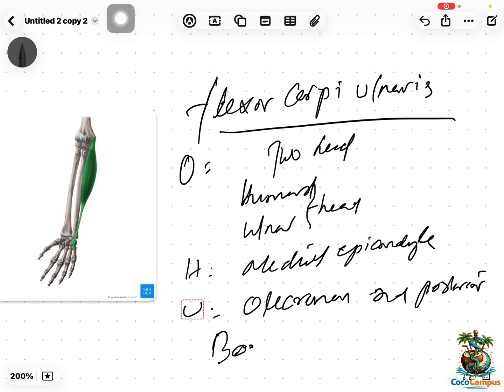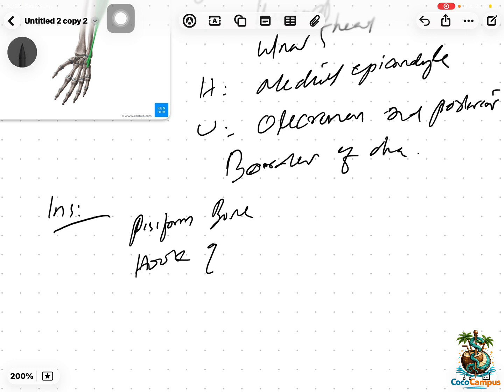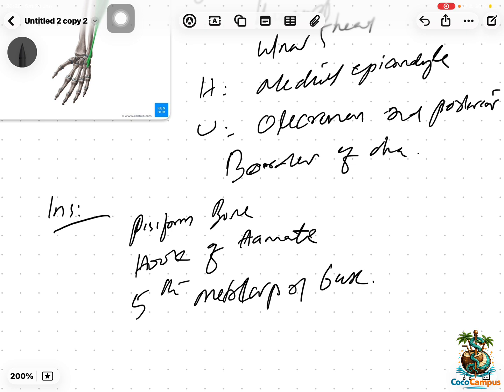Now let us look at the insertion. Its insertion consists of the pisiform bone. If you remember, pisiform is part of your carpus. The hook of hamate and the fifth metacarpal base. So let's hear the insertion again. The pisiform bone, hook of hamate, and the base of the fifth metacarpal.